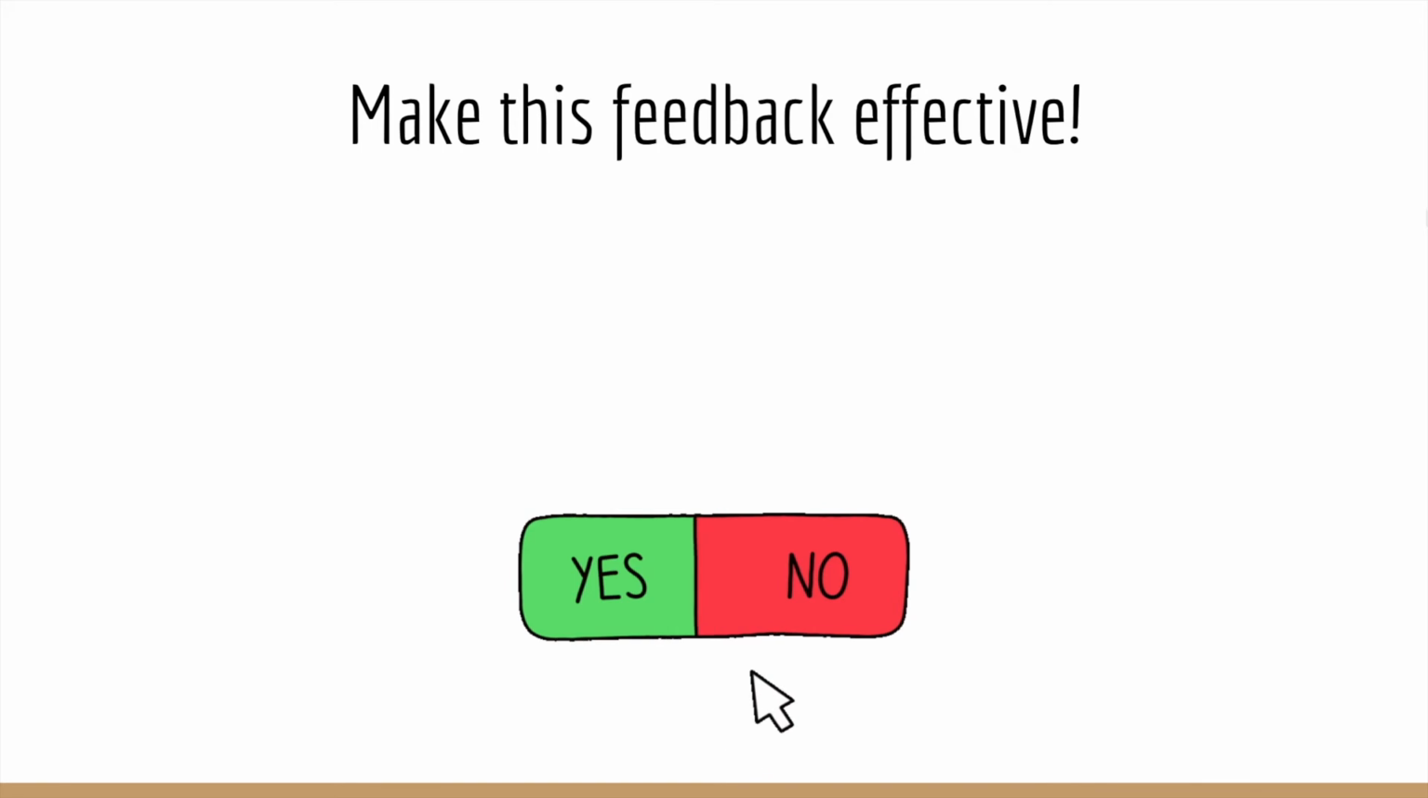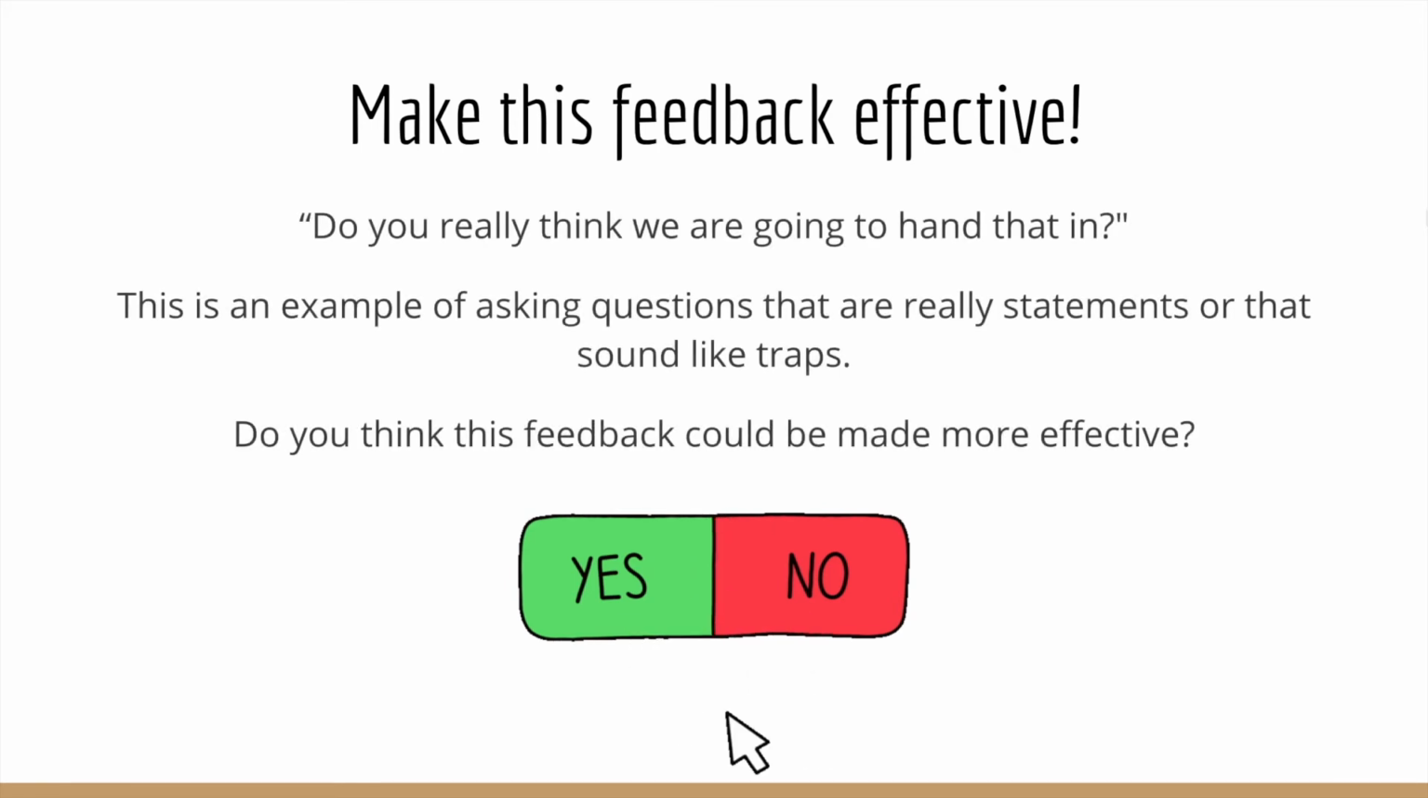How would you make this feedback effective? "Do you really think that we're going to hand that in?" This is an example of asking questions that are really statements or that sound like traps. This type of communication is not very effective and may hurt more than it helps. If you're using statements instead of questions for feedback, often it helps no one. Do you think that this feedback could have been made more effective? Let's look at a way to change it.